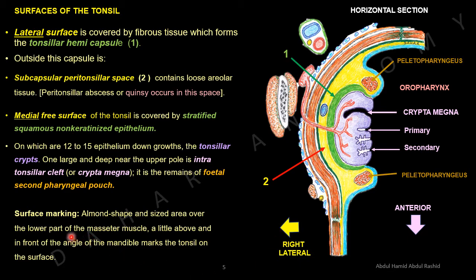Surface marking of the tonsil. It is almond shaped and almond sized. It is located over the lower part of the masseter muscle, a little above and in front of the angle of the mandible, which marks the tonsil on the surface.